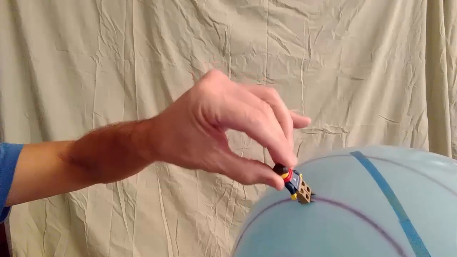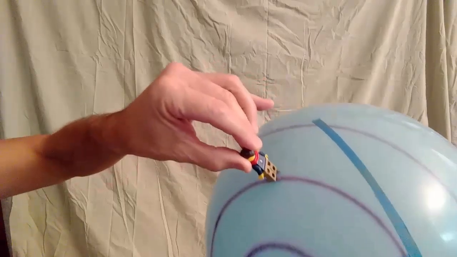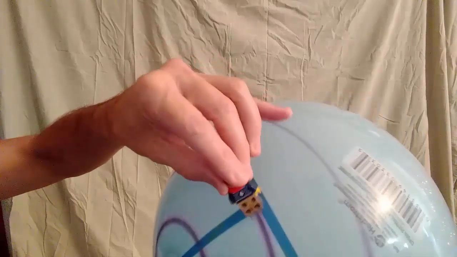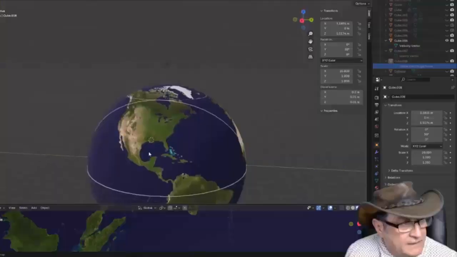Now you have to keep looking at the surface. Try to be perpendicular to the surface so you can see. That's a turn. This one, great circle, is straight.